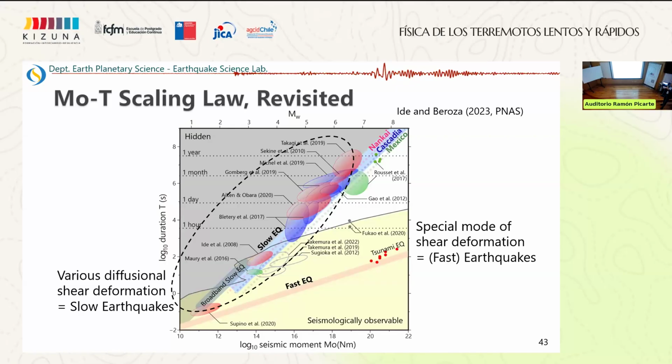Because of that, all these phenomena occur on a smaller scale than in a subduction zone. That's my interpretation. But it's actually a very important current topic to understand what the real difference is between a subduction zone and a transform fault.